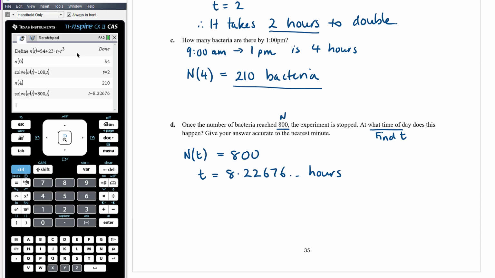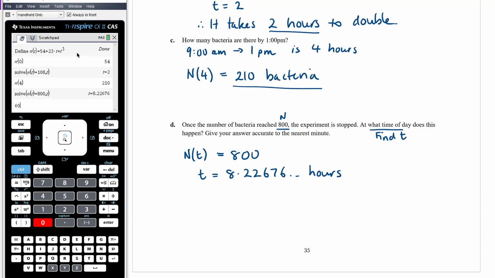Okay, but we also want to work out how many minutes is 0.22 of an hour. So this won't be 22 or 23 minutes. This is 0.23 of 1 hour. Okay, so we want to convert that. So I actually want to work out what is 60 times 0.22676, etc. So I'm just going to do that in my calculator. I'm just going to type 60.